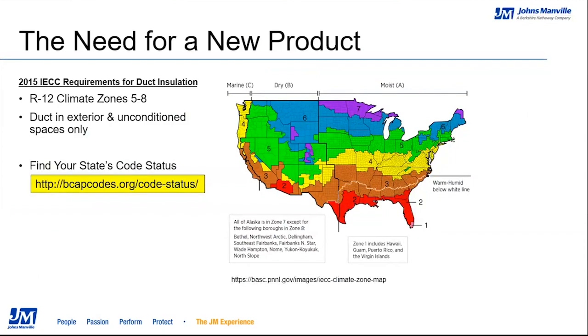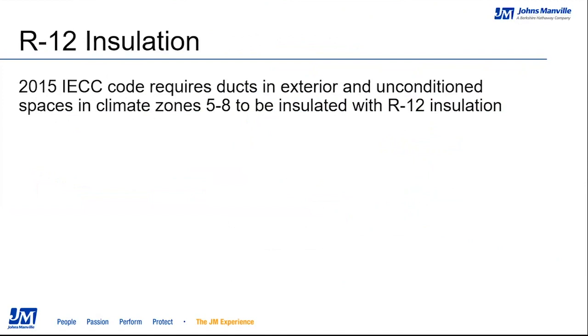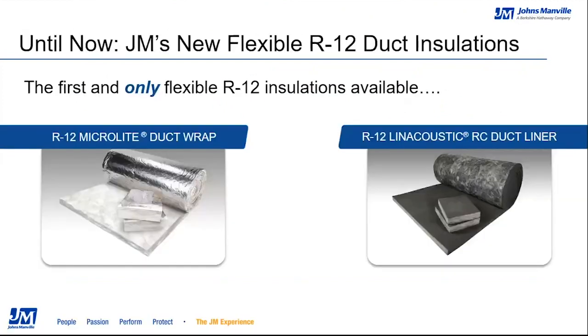However, your state and municipality has to adopt and begin enforcing the 2015 International Energy Conservation Code, the IECC. So I want to reiterate that last point. Again, the 2015 IECC code requires ducts in exterior and unconditioned spaces in climate zones 5 through 8 to be installed with R-12 insulation. To the next slide, please. And I just stated that there. So where can I buy a flexible R-12 duct insulation? I'm a contractor looking for this product on the market. Earlier in the year and in 2018, it was a big problem because it wasn't available until now.